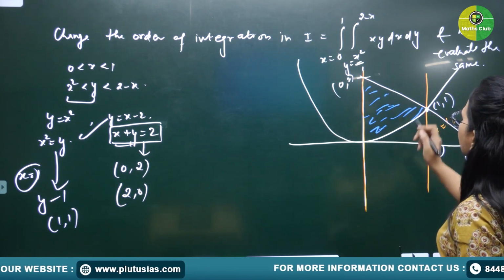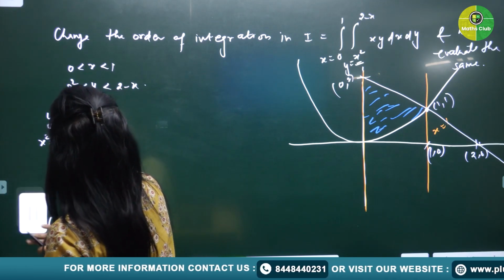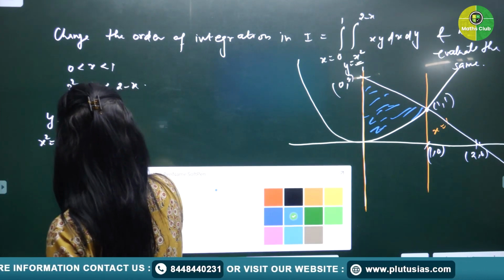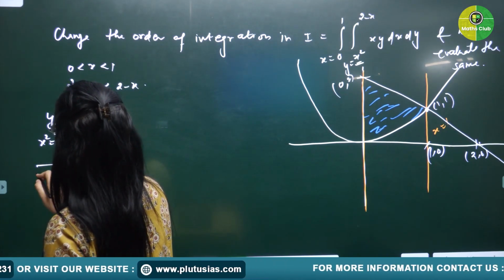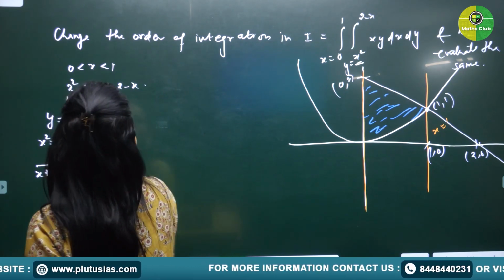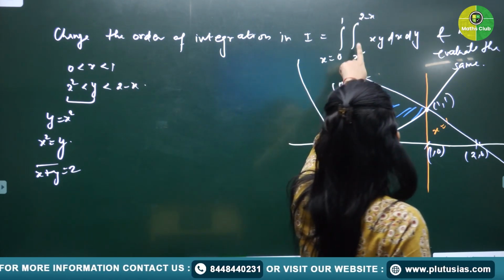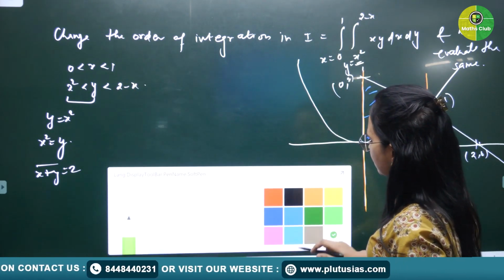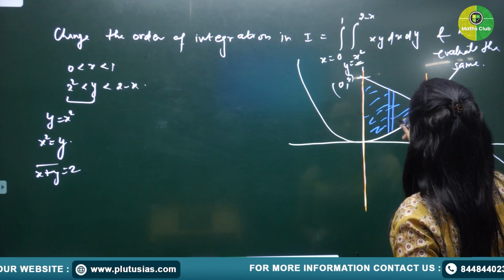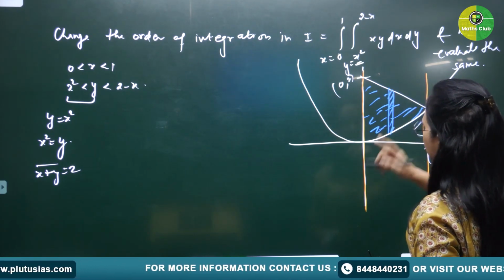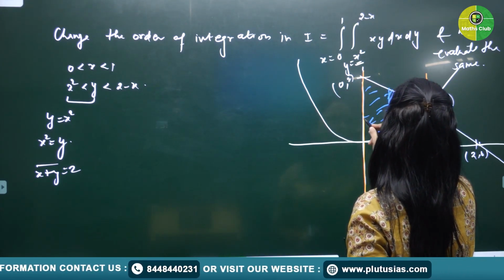So this is the region, or this is the area, which we need to find out. Let me write first. This was the region, and then we had the line x plus y is equal to 2. Now we have drawn the region, but they have provided us the y limit. That means we are provided with the vertical strip this time. But for changing the order of integration, we need to make this horizontal. And how would you make this horizontal? Draw a strip here.